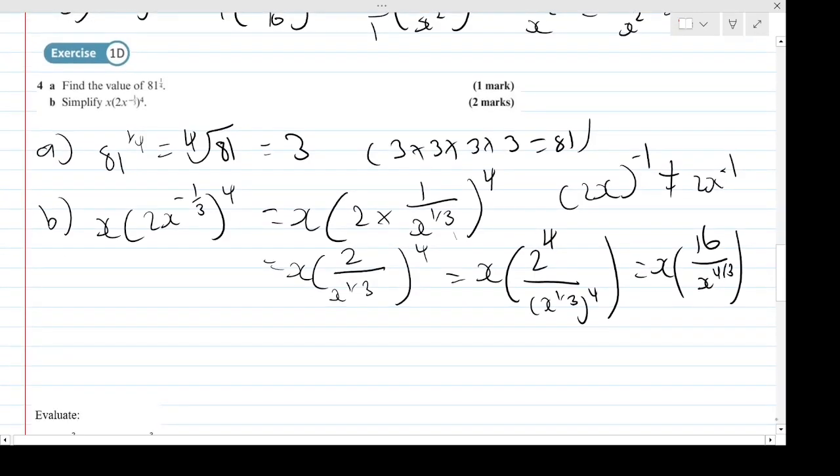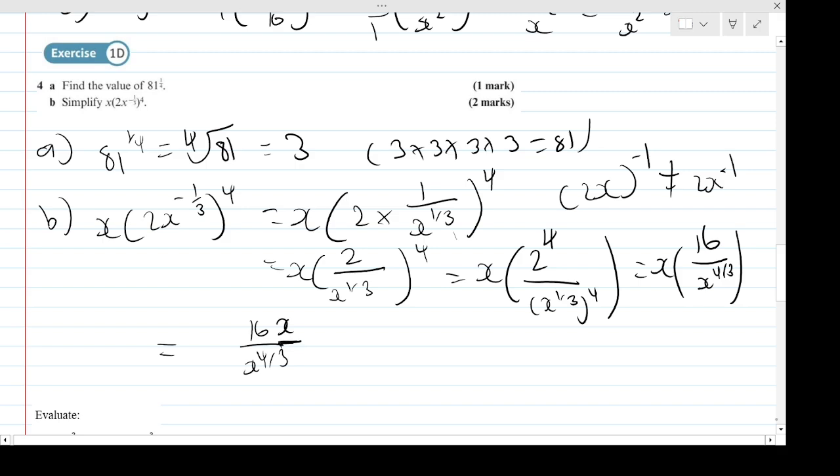So then if I simplify it again over here, well then we're kind of saying x times 16 over x to the 4 over 3, right? Because x is outside, x is times in everything inside the bracket. Well again, that's just going to be 16x over x to the 4 over 3. But how can we simplify this?